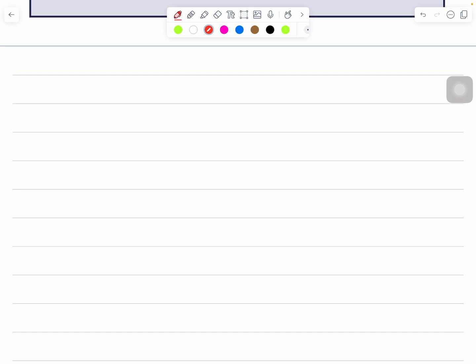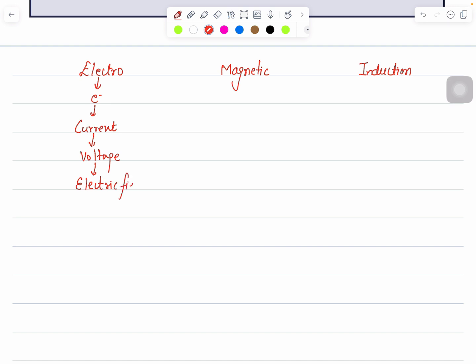There are a few things we need to focus on: electromagnetic and induction. Electro means, can I simply say electron? With the help of electron, can I say there is a word called current? You need to interrelate everything. Current with voltage, and with all these things we have the word called electric field. Yes or no? All these things are connected.